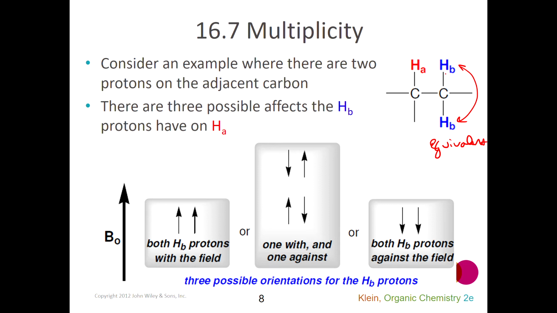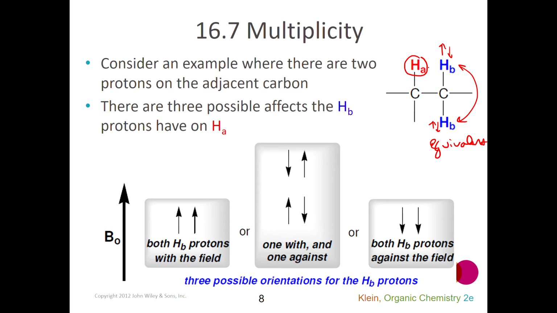So what are the possible scenarios here? If we're analyzing A, we want to think about how this B is going to affect A and how that B is going to affect A. This B could be aligning with the magnetic field or against, and this one could be with the magnetic field or against. So there's a couple different scenarios.